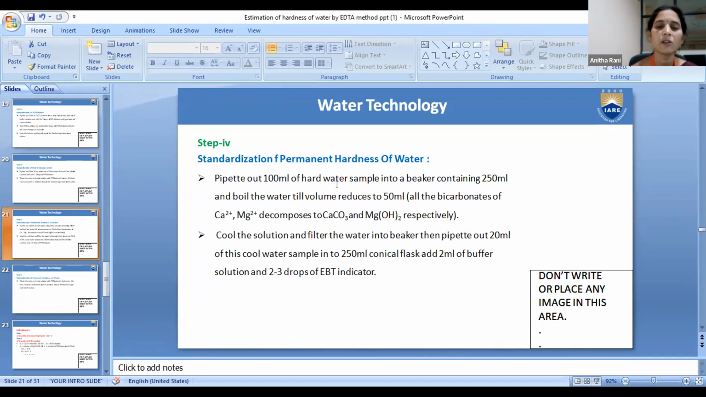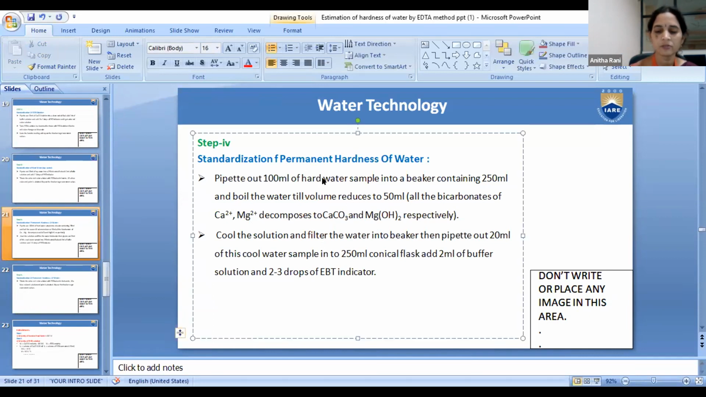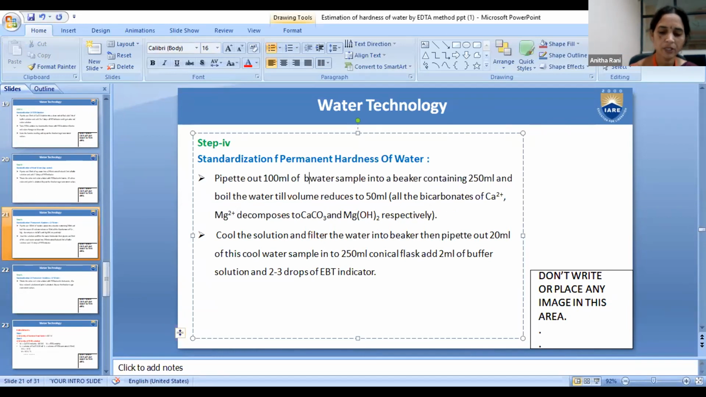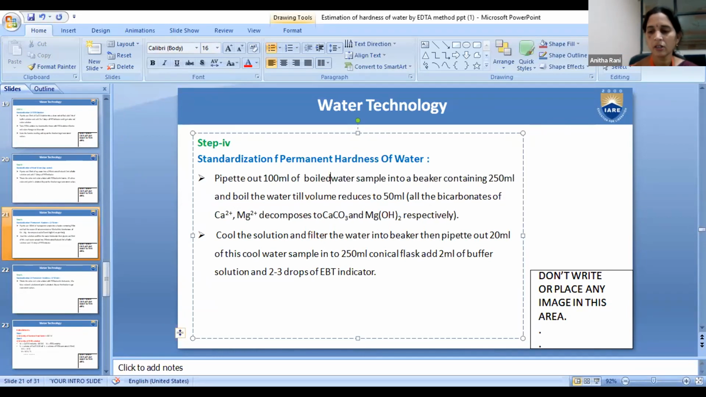Pipette out 100 ml of boiled water into beaker. So first you take the boiled water in the beaker, that beaker is 250 ml. First boil it, boil the water till the volume reduces to 50 ml. After reducing to 50 ml, then you can filter it.